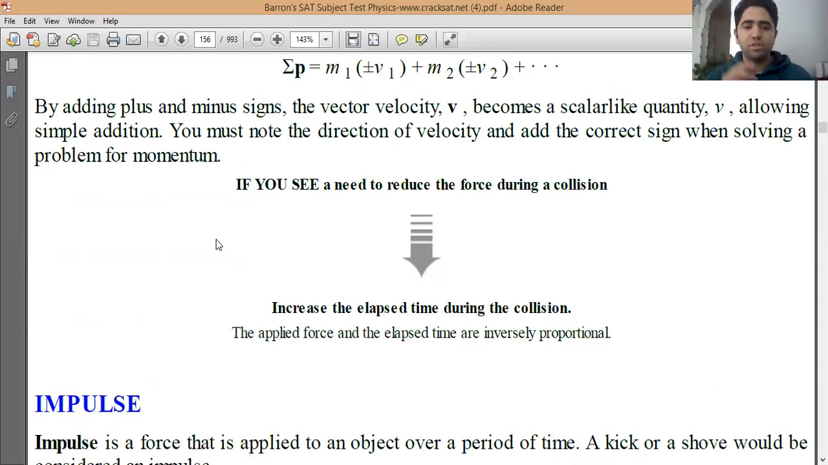So this is one of the points that are not very well explained on the test. I'm sorry. If you see a need to reduce the force during a collision, here's what you're going to do.